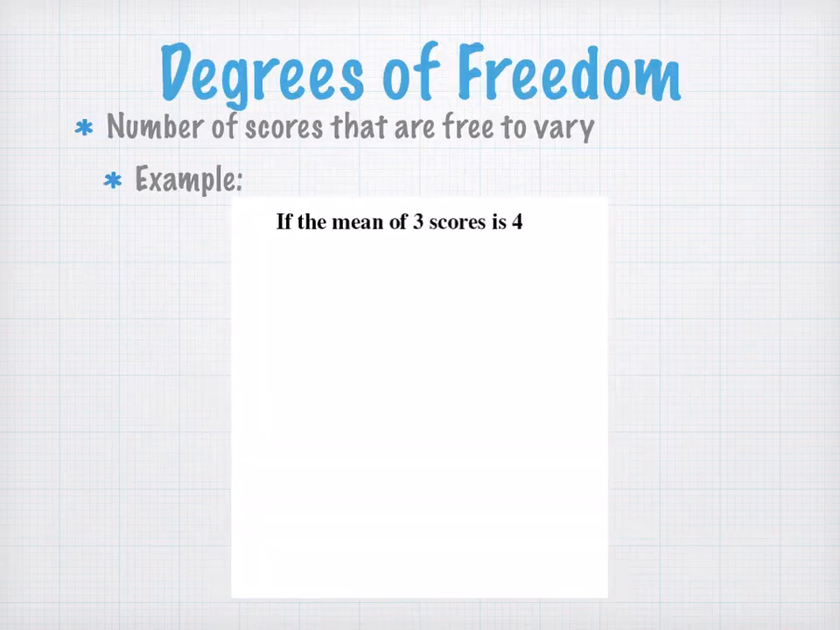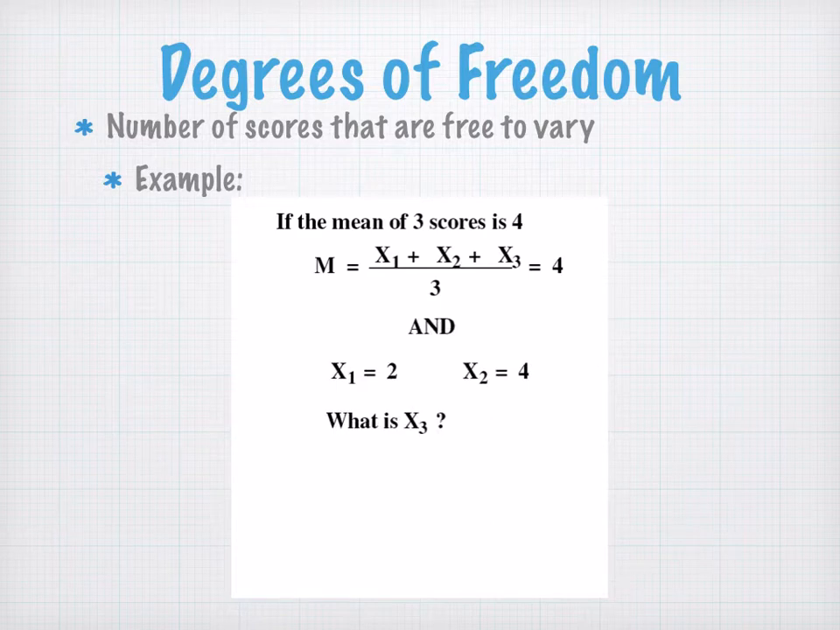If we know that the mean of 3 scores is 4, so if we have any 3 numbers and we know that the mean of those 3 numbers is 4, the equation looks like this then. We know that score 1 plus score 2 plus score 3 divided by 3 is equal to 4. And suppose you also know that score 1 is 2 and score 2 is 4. Well, then what is score 3? Because we already know scores 1 and 2, score 3 must be 6. It is not free to vary because we already know scores 1 and 2.